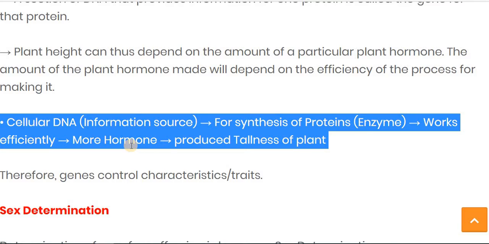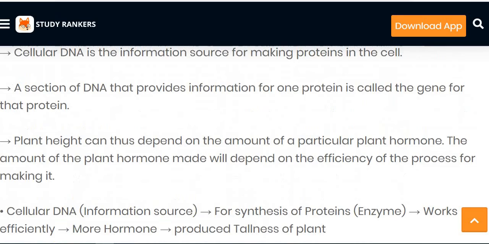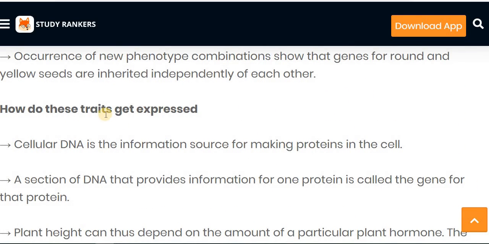If the gene which is responsible for the height, meaning the hormone-making gene, is less efficient, that means the secretion of hormone also occurs in less amount, so the height of the plant is suppressed, meaning we get a medium-height or short plant. Therefore we can say that the gene controls the characteristic, or you can say the traits. Let's see one more time how the characteristic or the traits get expressed.